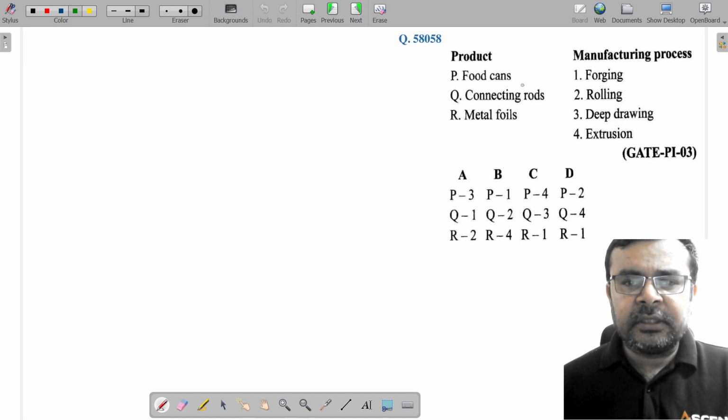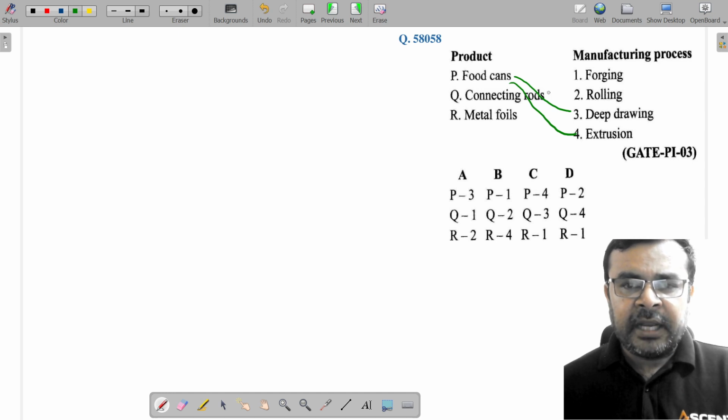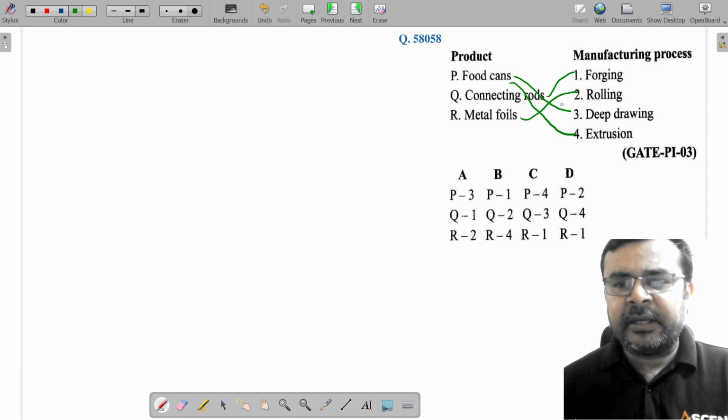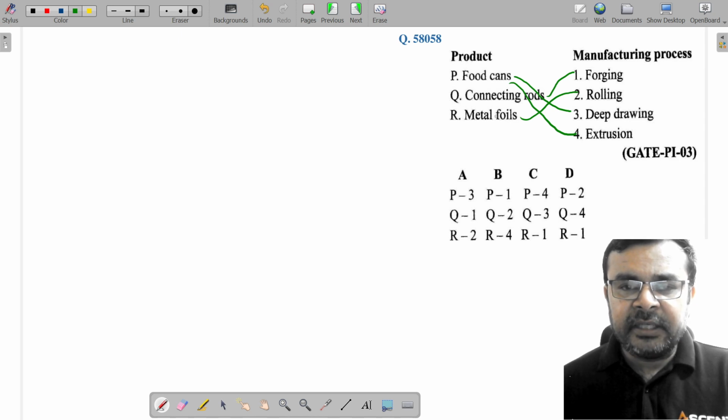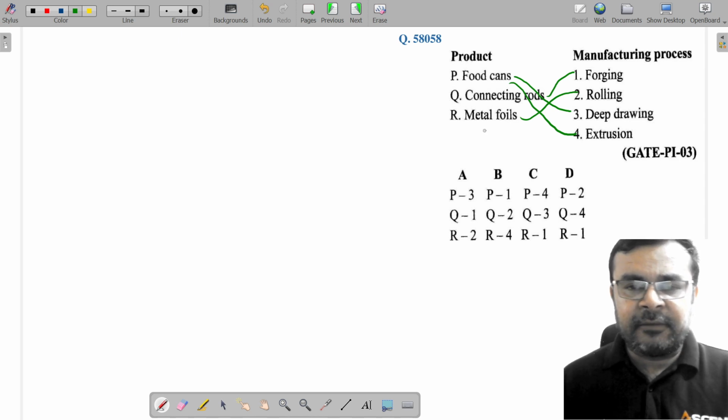Now you can see this question. Food cans, match the following product and manufacturing process. Food cans can be made either by deep drawing or by the extrusion process. A connecting rod is manufactured by forging, and metal foils are manufactured by rolling. More precisely, the Sendzimir mill is used for making metal foils.